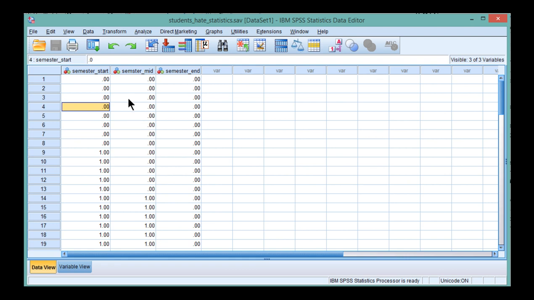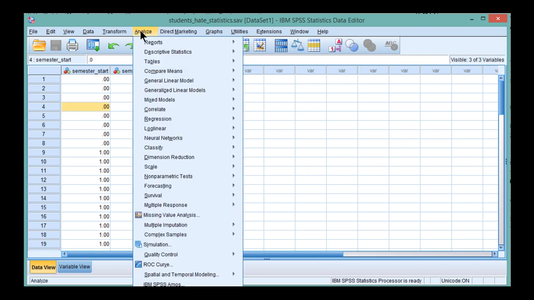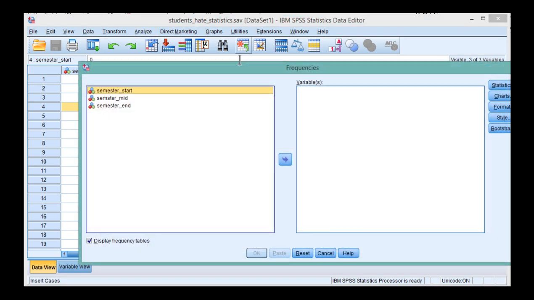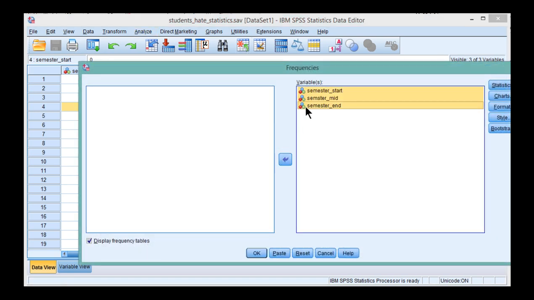Now, one thing I'll note about doing Cochran's Q is that you don't get very useful descriptive statistics, so you're best to get the descriptive statistics separately through the descriptive statistics utility. So go into Analyze, Descriptive Statistics, Frequencies, and then place the 3 levels of the within subjects factor into the variables box, and make sure that Display Frequency Tables is selected, and you'll get the percentages across the 3 levels.